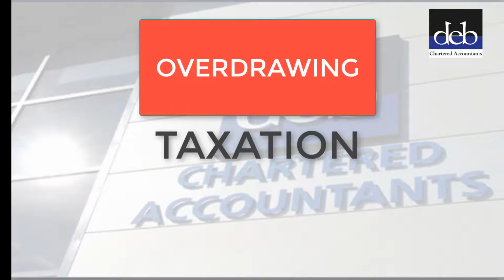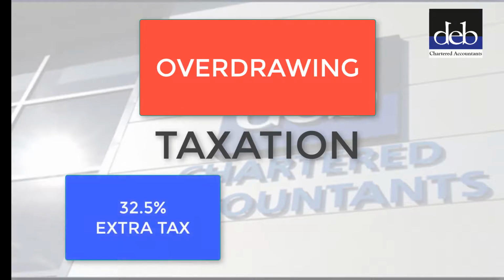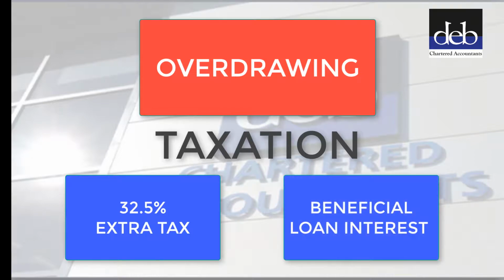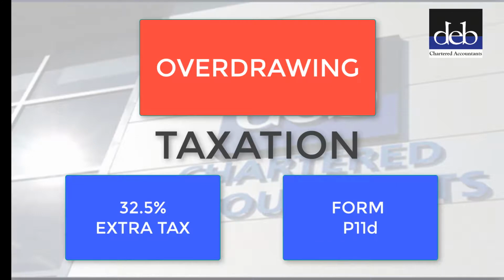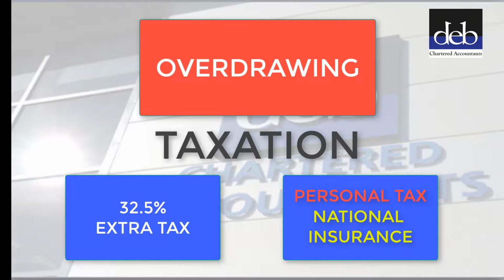Firstly, if any overdrawn loan account is not made good within 9 months of the company's accounting date, then additional tax at a rate of 32.5% will be payable on the overdrawn amount, in addition to the corporation tax that you will pay. Further, if the overdrawn amount exceeds £10,000 at any time in a tax year, then this compels you to compute the beneficial interest and report this on a Form P11D, resulting in personal tax and Class 1A national insurance being payable.